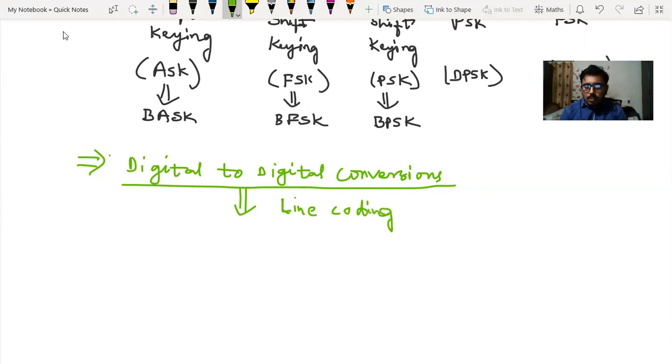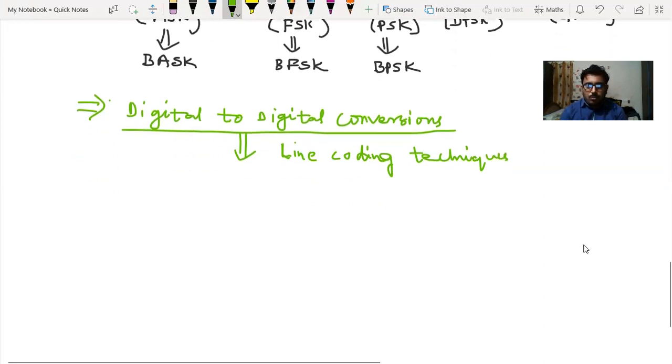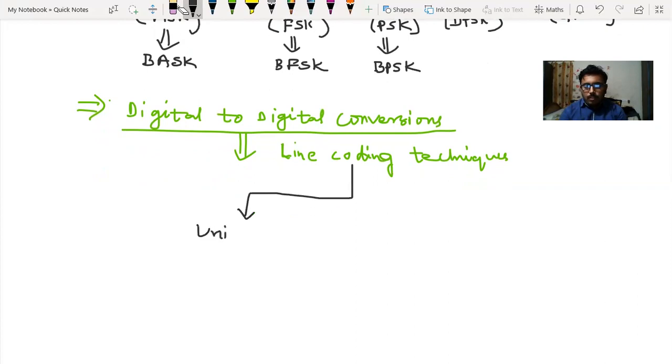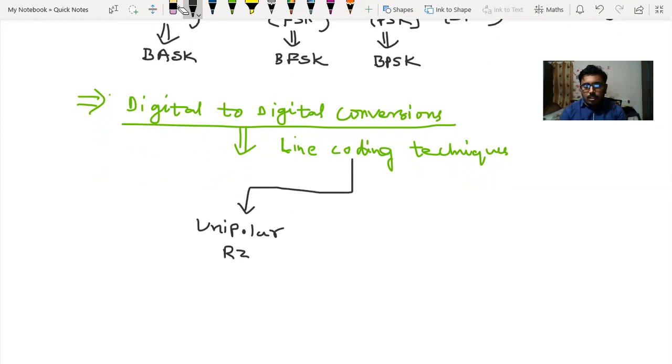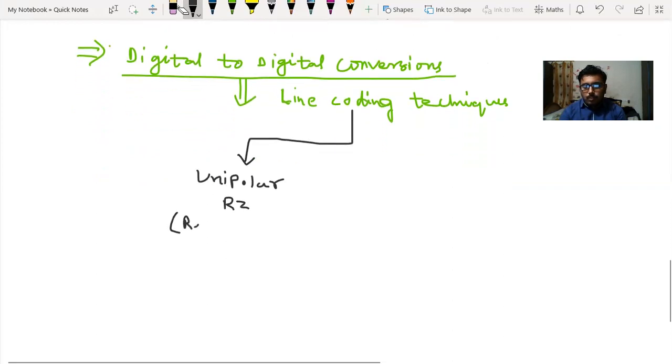These line coding techniques are about how you represent your binary data in the form of a waveform, in the form of a pulse related wave. In these line coding mechanisms, you can take different versions. That is, we may have unipolar RZ, and here RZ stands for return to zero.